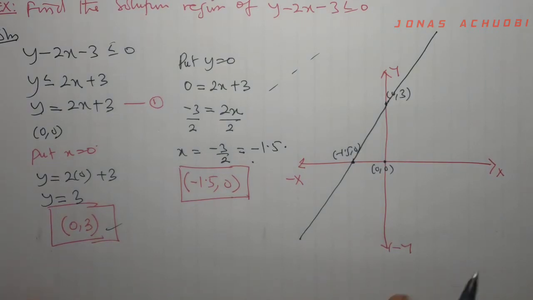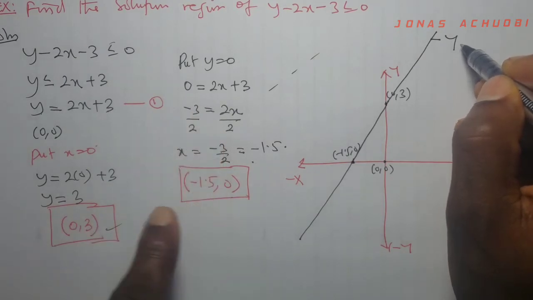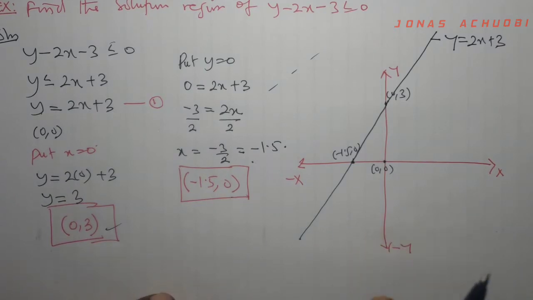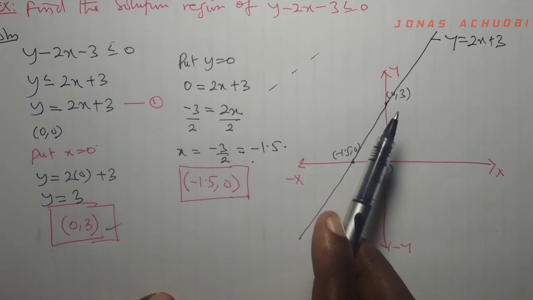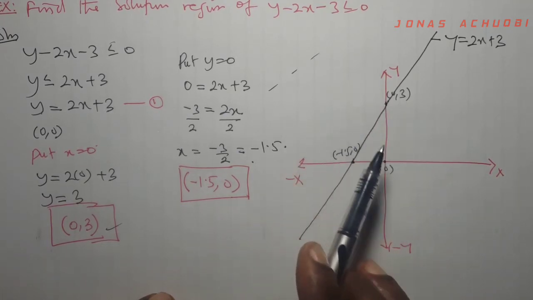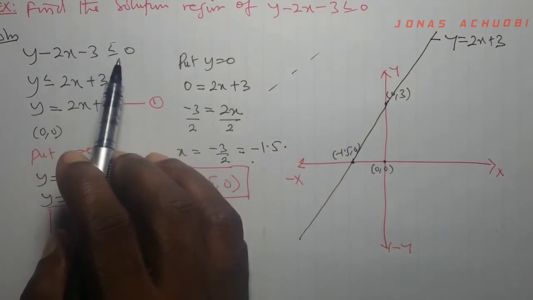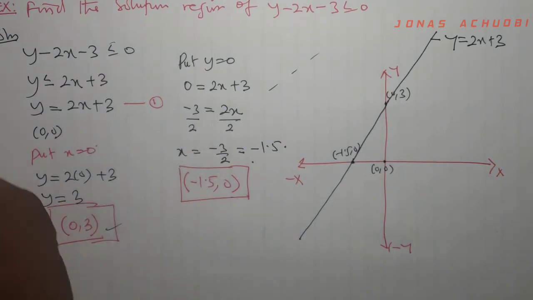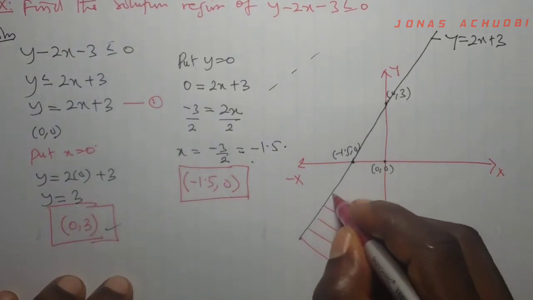The next thing we want to do is shade the solution region. There are two sides on the line. Of course, this is the line what? The line y equal to 2x plus 3. The next step, which is the final step, is to shade which of the regions is a solution region. And that will be either the region below the line or above the line. And once again, we go back to our inequality to check. Our inequality is what? Less than. And when it's less than, we shade below the line. When it's greater than, we shade above the line. So in this case, it's less than. So we shall shade below the line.